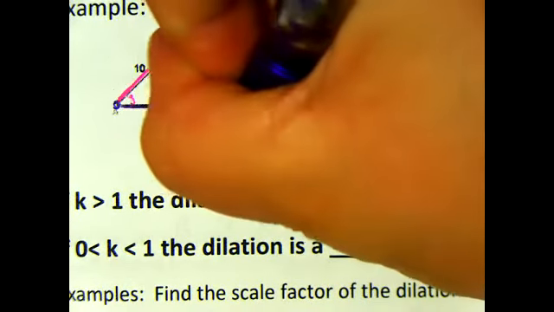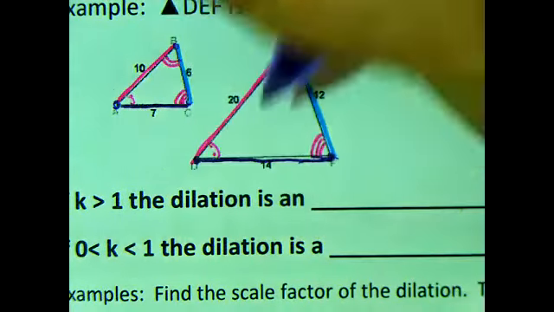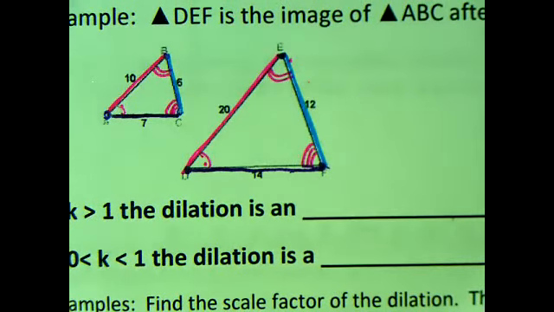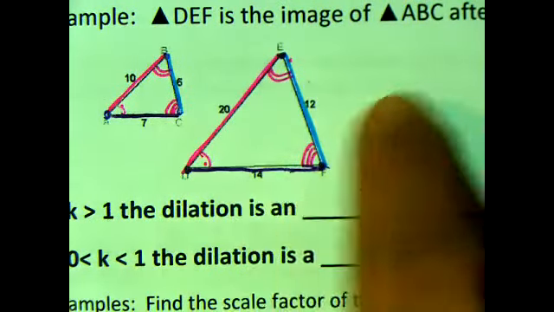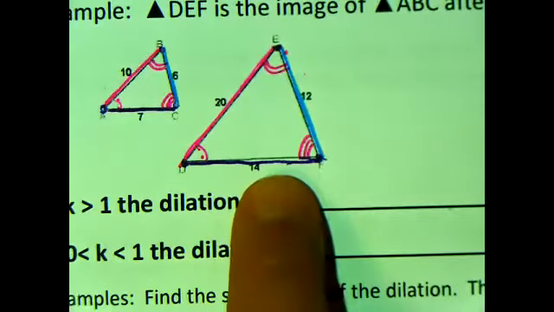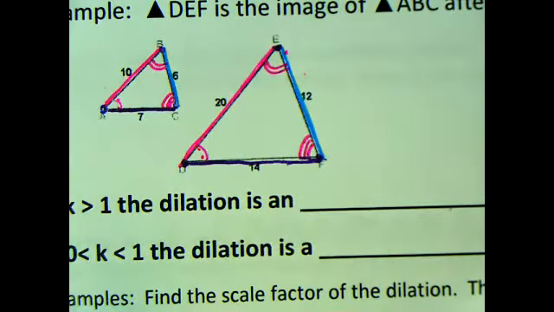Okay, corresponding, remember, means in the same position, right? So we're not saying that the sides are congruent. They can't be. This is 10, this is 20, this is 6, this is 12, that's 7, that's 14, right? But they're corresponding, meaning they're in the same position.